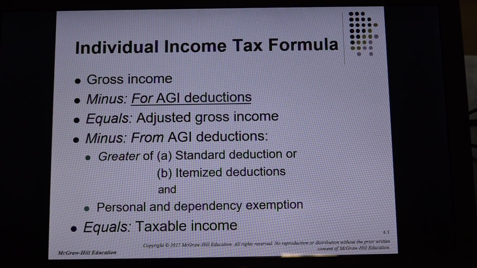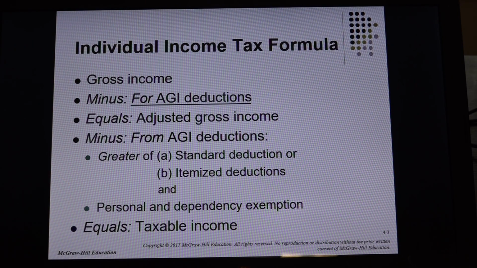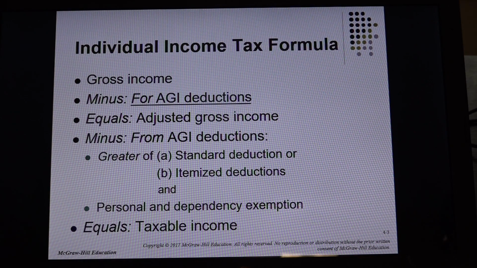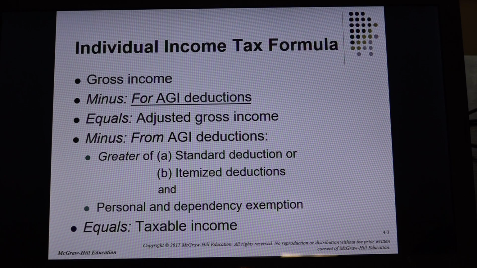There are two main types. Either a standard deduction or a taxpayer's itemized deductions, whichever is higher. And then on top of that, you also deduct personal and dependency exemptions that you might have. And so after you deduct either standard or itemized deductions and personal and dependency exemptions, what you come up with is taxable income. So that's your basic income tax formula for an individual.